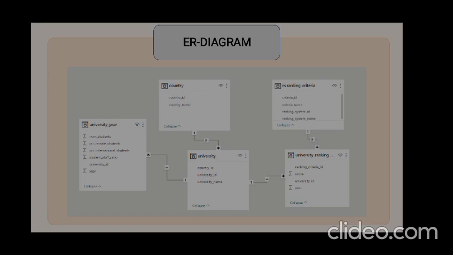After that, I manage the relationships between the data. In this, there are 6 tables provided. After merging, only 5 tables are left. I merged the ranking system with ranking criteria, which is named RS ranking criteria.